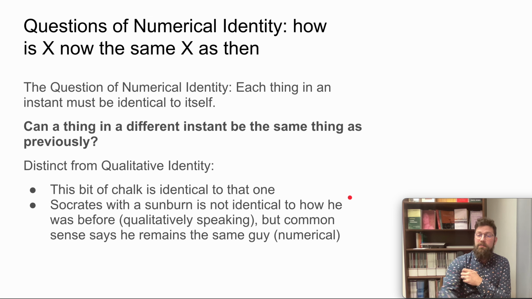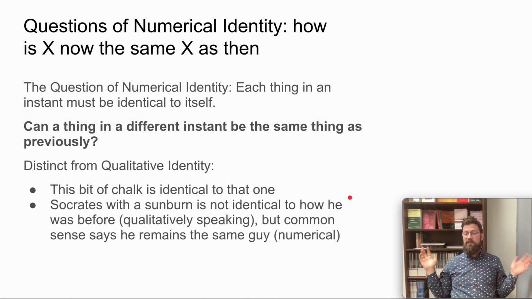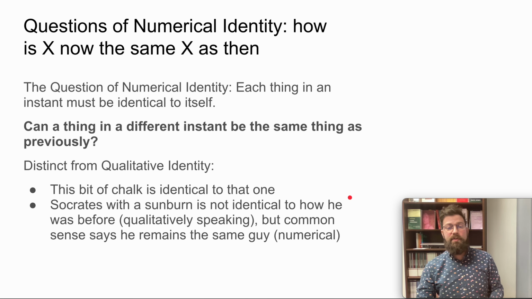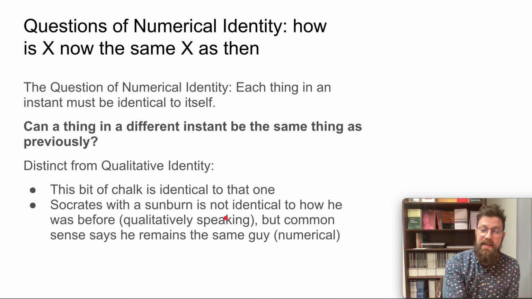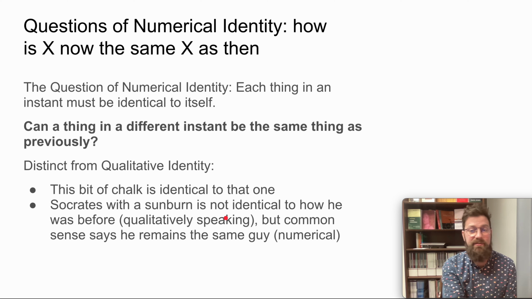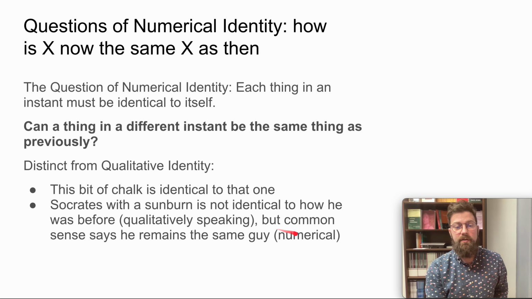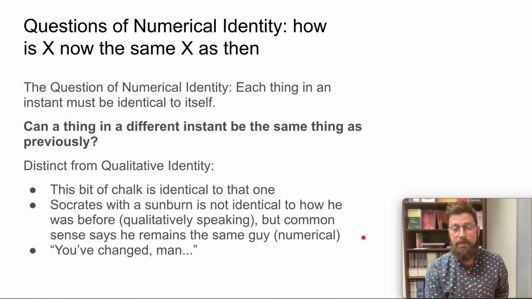And we can also notice that we seem to assume that some things can continue to exist over time, but change in their qualities. So we might say, like, look, Socrates could exist over time, but when he has a sunburn, he is not in all of his qualities identical to how he was when it was in the dead of winter and he was looking very pale, right? So we might say qualitatively, Socrates, when he gets a sunburn, is different. But numerically speaking, if he remains the same guy, numerical identity persists even though qualitative identity does not.